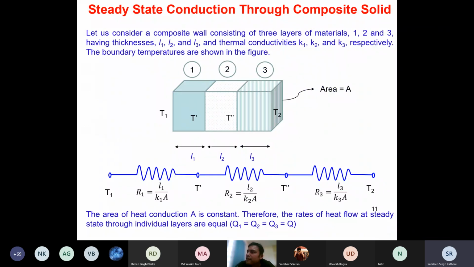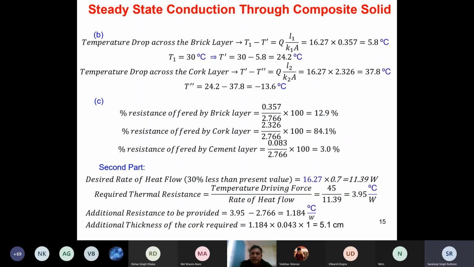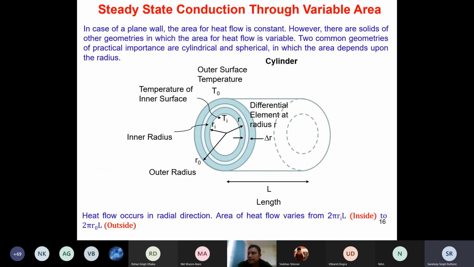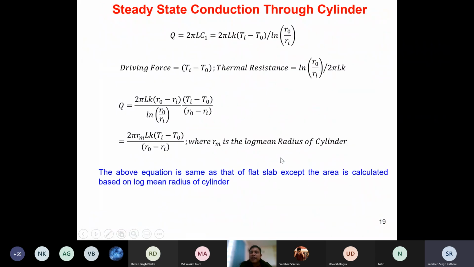Then we said that in real life applications, we will not have geometries like a flat slab, but in some cases we might have geometries where even the heat transfer area is going to vary. Such examples are the cylindrical geometry and the spherical geometry. So for such cases, we need to make a shell balance, unlike the previous case where we obtained the temperature distribution directly, because the cross-sectional area along the radial direction is going to vary. So this is the first complication we have added.